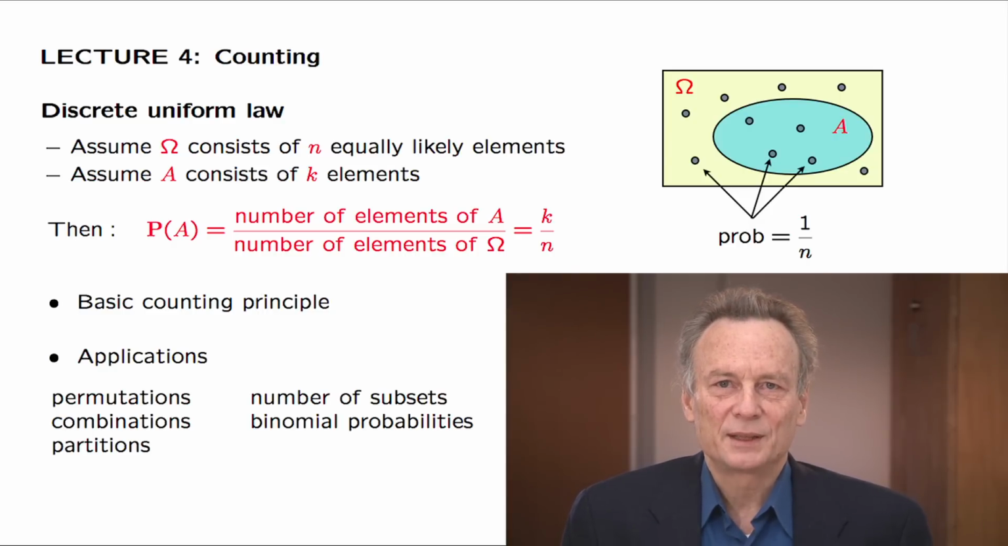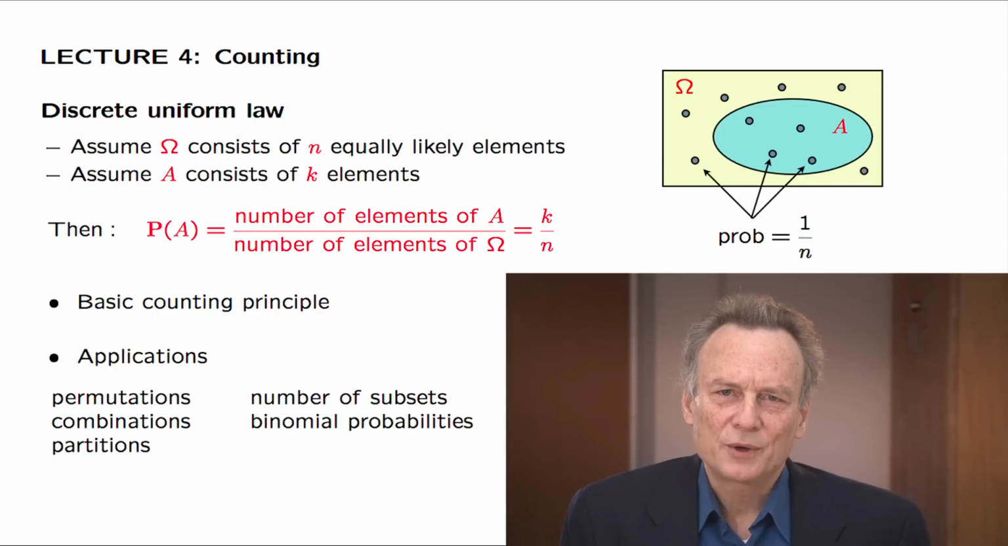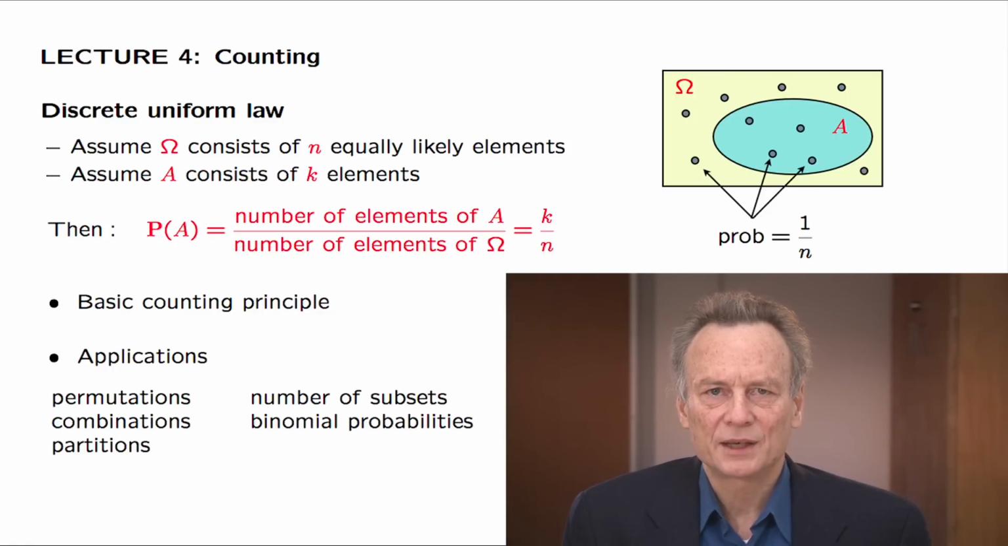The reason is that in many models, the calculation of probabilities reduces to counting the number of elements of various sets. Suppose that we have a probability model in which the sample space, omega, is finite and consists of n equally likely elements. So each element has probability 1 over n.